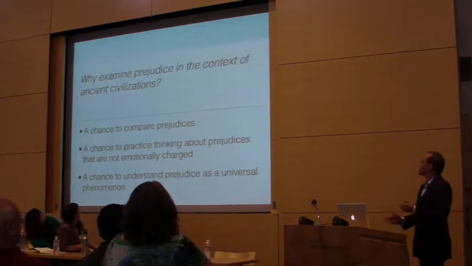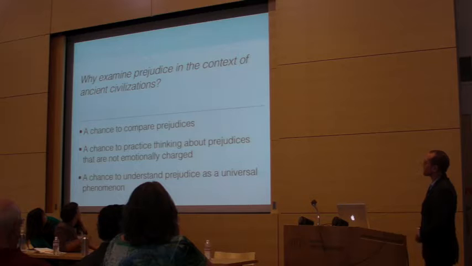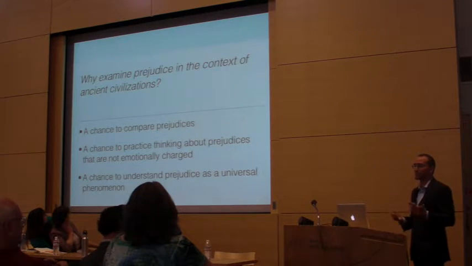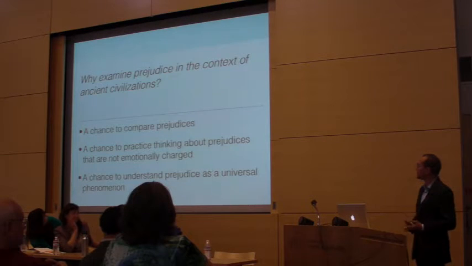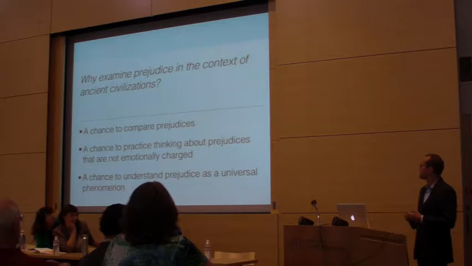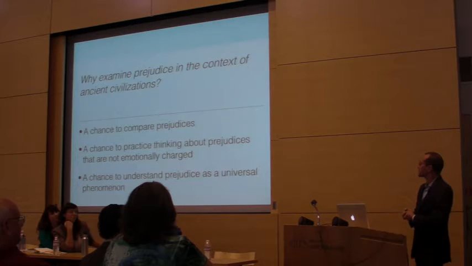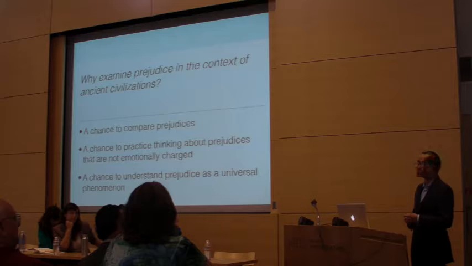Okay. So before getting into contextualization, why should we examine prejudice in the context of ancient civilizations anyways? I know from talking with many teachers that they think about teaching prejudice more in American history. And I think that there are some real benefits to talking about prejudice in ancient civilizations.